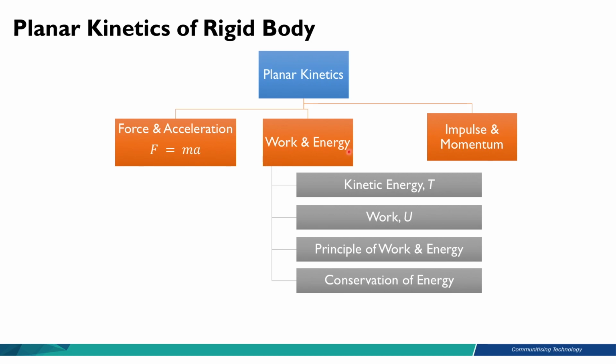In this chapter, we are talking about a new method to calculate the parameters required in planar kinetics of rigid body, where we talk about work and energy. So in this chapter, we are going to learn about kinetic energy, that is denoted by the symbol T, the work done, denoted by the symbol U, and we are going to talk about the principle of work and energy.